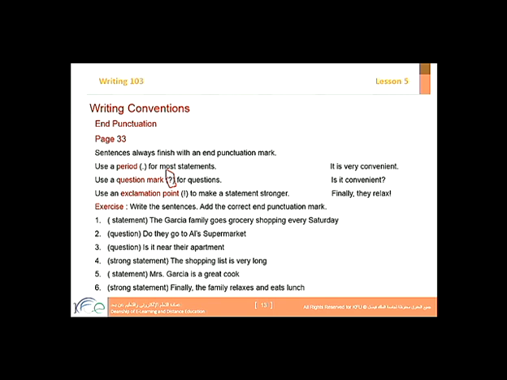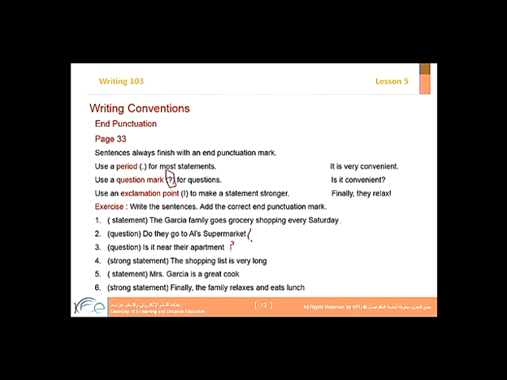When I have a statement, here, the Garcia family goes grocery shopping every Saturday. It's a statement, so we put a full stop. Question: do you go to Al's supermarket? Then we add a question mark. Number 3, is it near their apartment? It's a question, so we add a question mark.